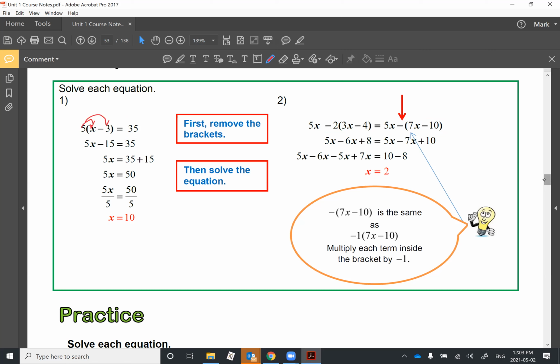So what we do first is we get rid of the brackets by following a property we learned all the way back on, I think it was Sunday or Monday last week. It's the distributive property. I'm going to multiply that 5 inside the brackets, so it becomes 5x minus 15. Then I solve this like normal, and I get 10. For number 2, I want you to be very careful. I'm distributing in a -2, and I'm distributing in a -1.